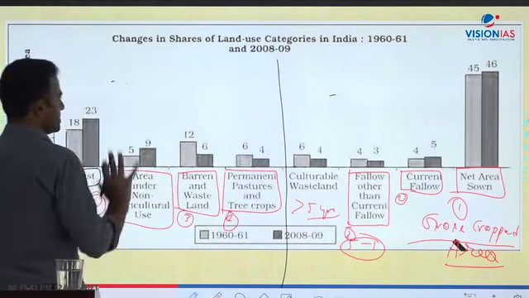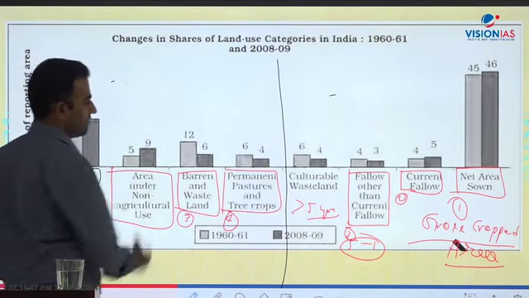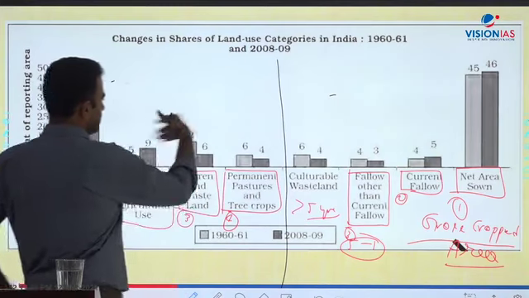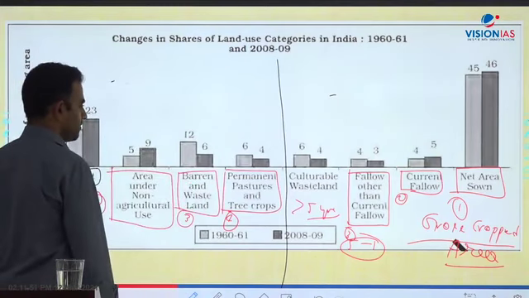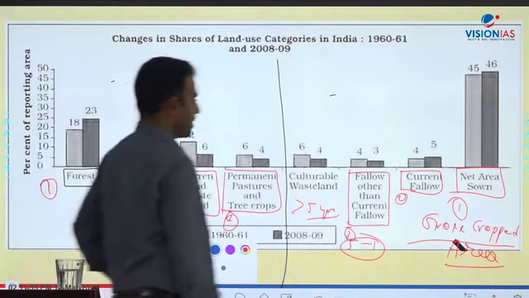Tell me the order, which is the largest one. इसके ऊपर question आ सकता है. They might give you multiple different types of land use categories, and they might ask you to arrange in decreasing or increasing order. सबसे ज़्यादा कौन सा है? Overall, you can see net sown area.